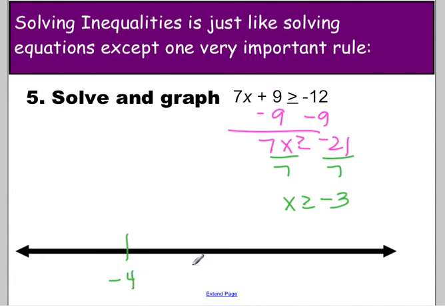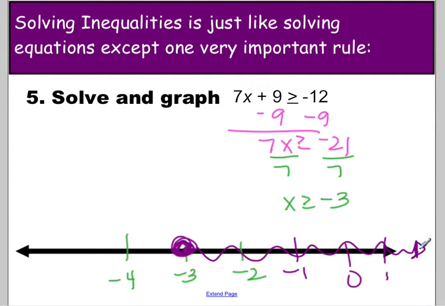So on my number line, I have negative 4, negative 3, negative 2. This one has an equals, so I will be filling in my circle. It's a closed circle. And it says x is greater than. Well, to be bigger than negative 3: negative 2, negative 1, 0 is bigger, 1 is bigger, so I'm going to shade this way. If you like to go like this above the line to show which way you're shading to, that's fine. Either way is fine to me. All right.